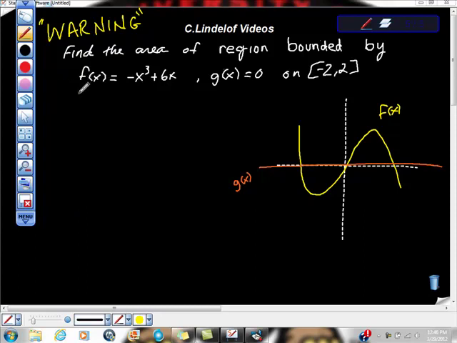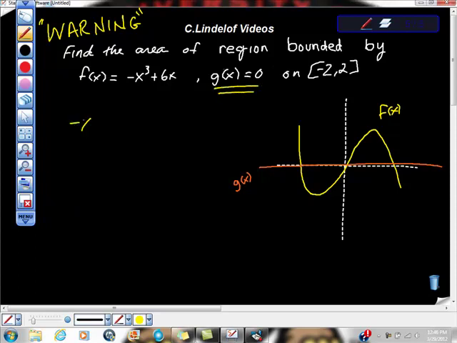We're looking at these two functions. We're going to find the area of the region bounded by f of x equals the opposite of x cubed plus 6x, g of x equals 0, on the interval -2 to 2. So let's start by doing a little bit of scratch work. We want to find where the zeros of this function are. The zeros happen to also be the intersections of the two functions.